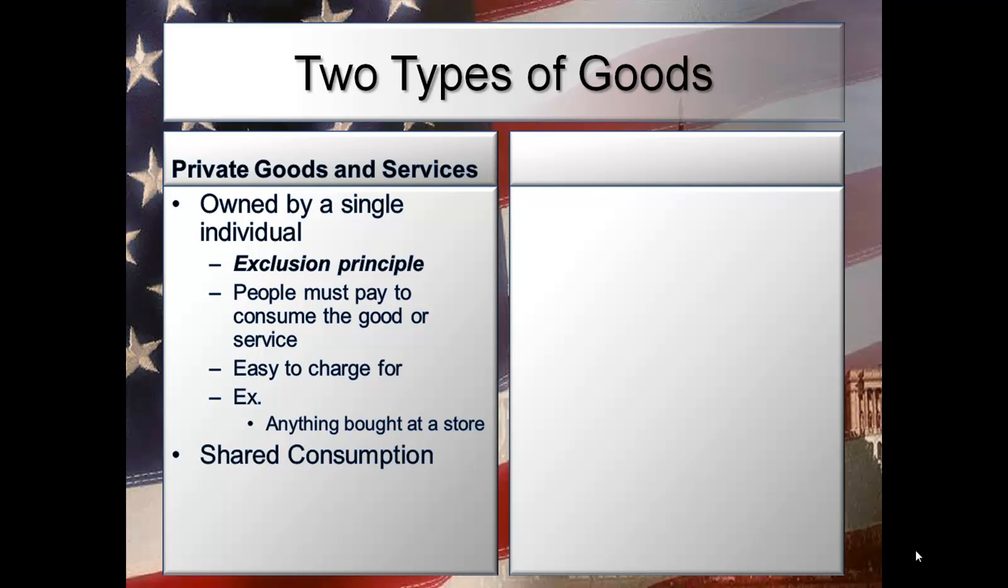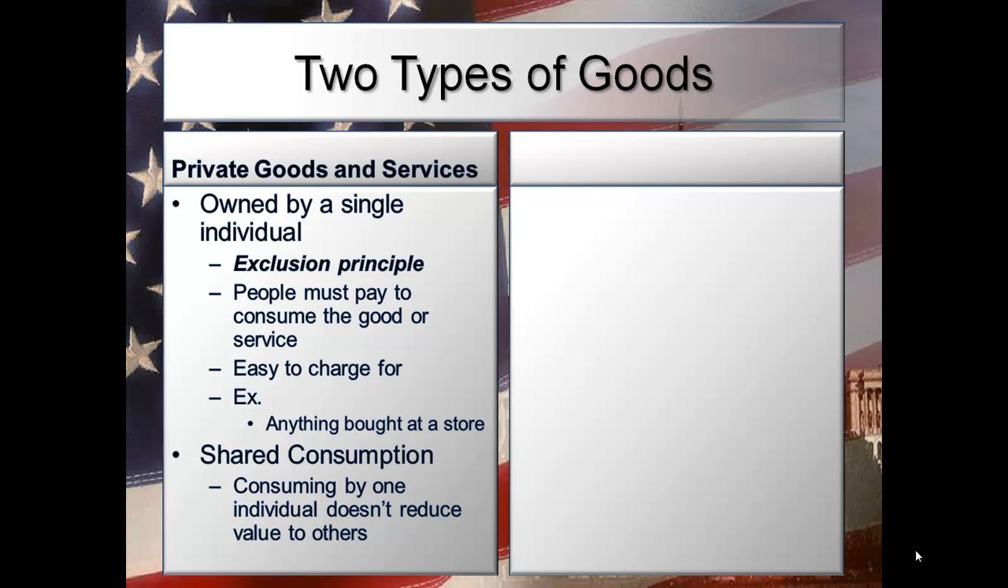Shared consumption is another example of something that should be a private good or service. In other words, what we're doing is saying, should something be a private good made by a private company, or should it be a public good made by the government? Shared consumption is the second thing we talk about for whether something should be a private good. In other words, consuming by one individual doesn't reduce value to others. If it is shared consumption, maybe it needs to be a public good.